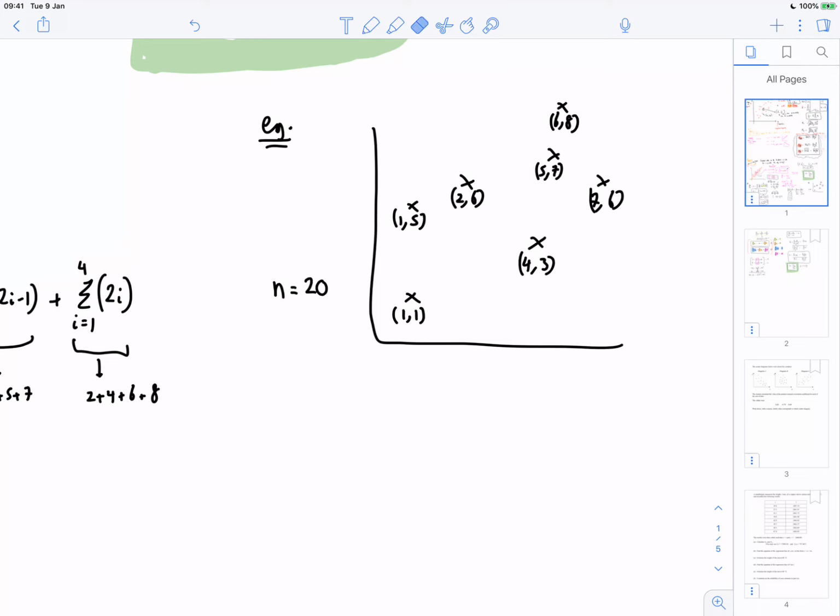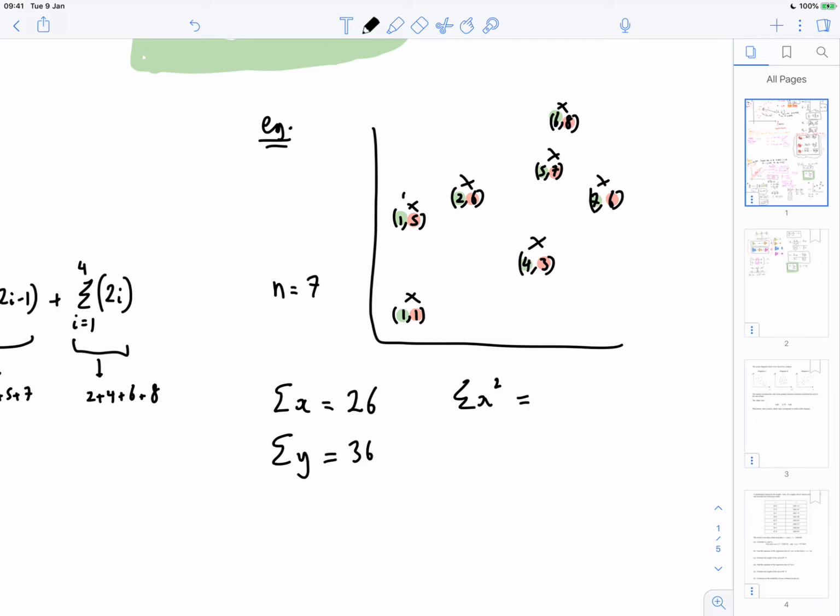So there's not actually 20 data points. There's 1, 2, 3, 4, 5, 6, 7. There's 7 data points. So what would the sum of all the x's be? Well, you just sum all the x's up. So 1, 2, that's 2, plus 4, 8, plus 5 is 13, plus 6 is 19, plus 7 is 26. So the sum of all the x's is 26. The sum of all the y's, well, that's quite easy. 1 plus 5 is 6, plus 6 is 12, plus 3 is 15, plus 7 is 22, plus 8 is 30, plus 6 is 36.